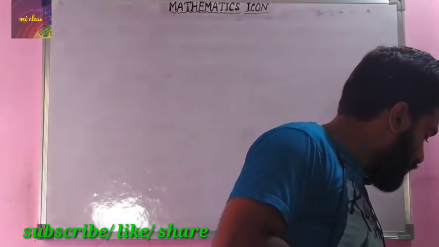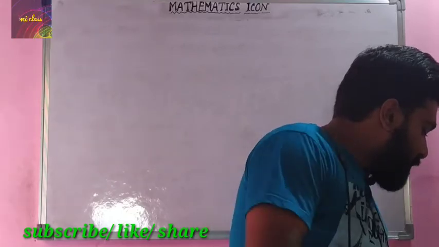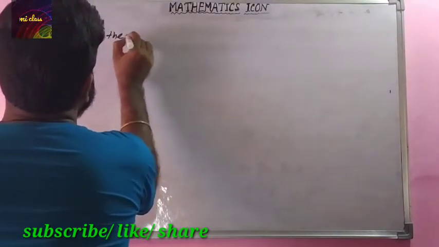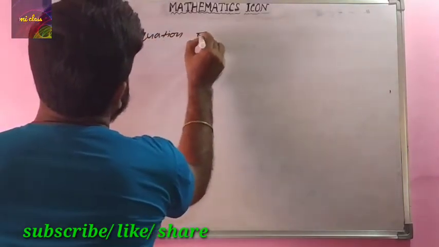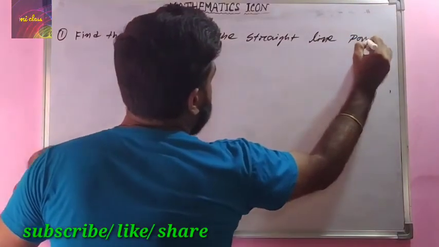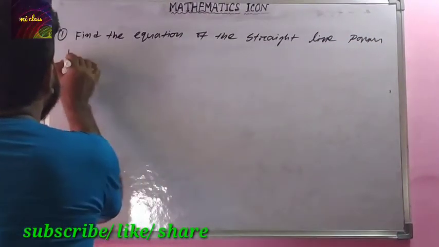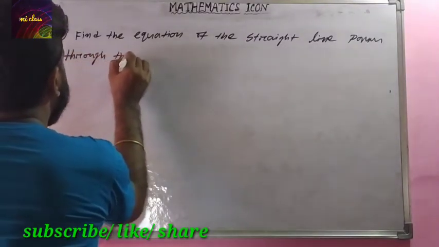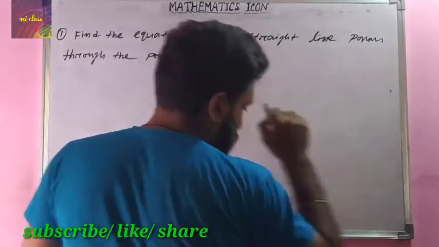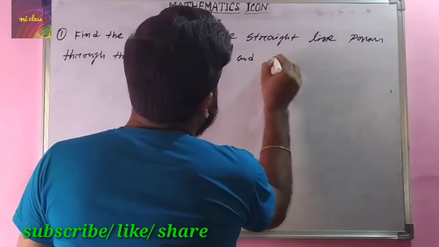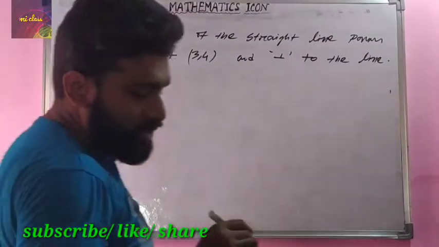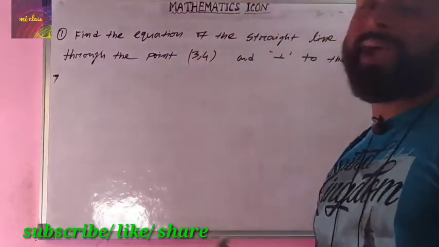Just write down today's question. Find the equation of the straight line that passes through the point (3,4) and is perpendicular to the given line. That means a line is passing through the point 3,4 and is perpendicular to another line.